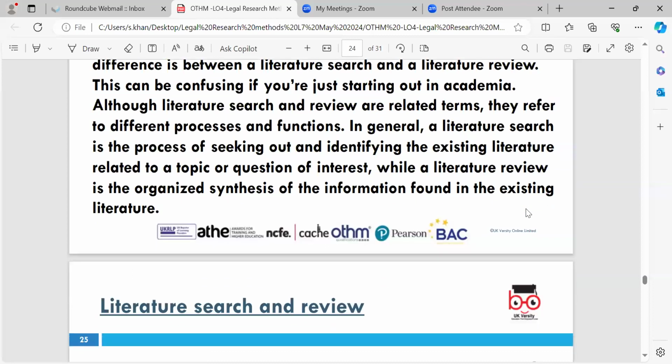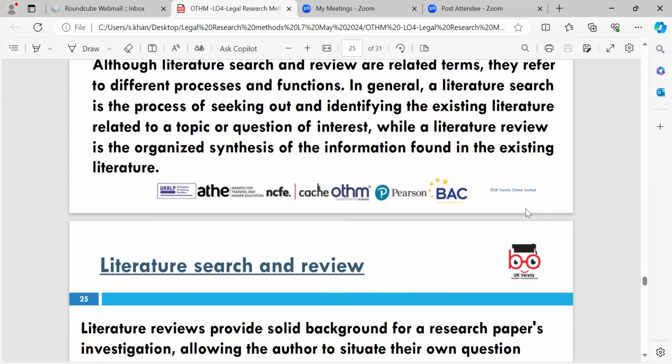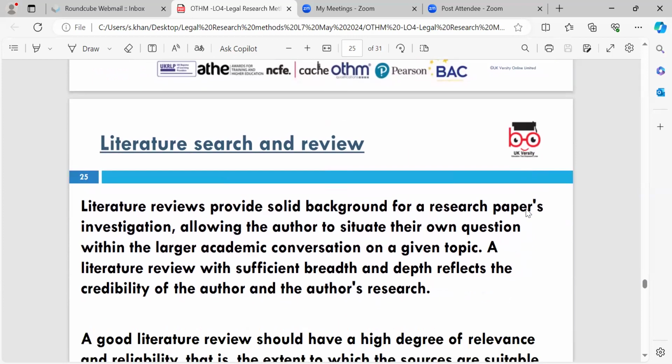Although literature search and review are related terms, they refer to different processes and functions. In general, a literature search is the process of seeking out and identifying the existing literature related to a topic or question of your interest, while a literature review is the organized synthesis of the information found in the existing literature.